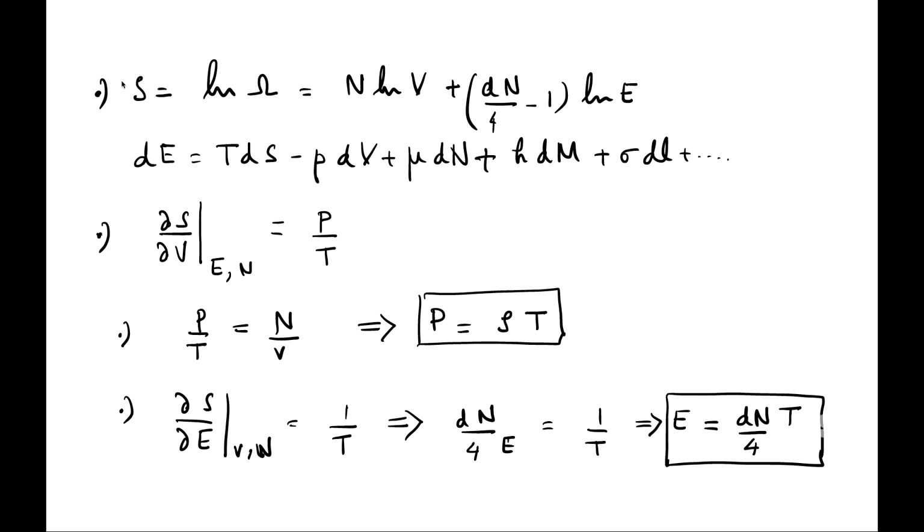When I differentiate with respect to volume, del S by del V is back to the old answer, N by V, I get back the ideal gas equation. Del S by del E, I get dN by 4E, so energy has become dN by 4 times. So the ideal gas equation of state will not change unless I put some interaction. That is the moral of the story. I can put whatever relation I want between E and P, it is not going to modify the equation of state because it is non-interacting. Is that clear?